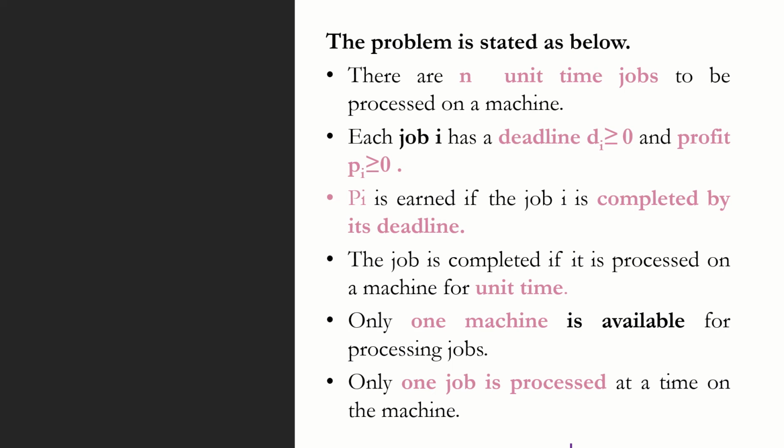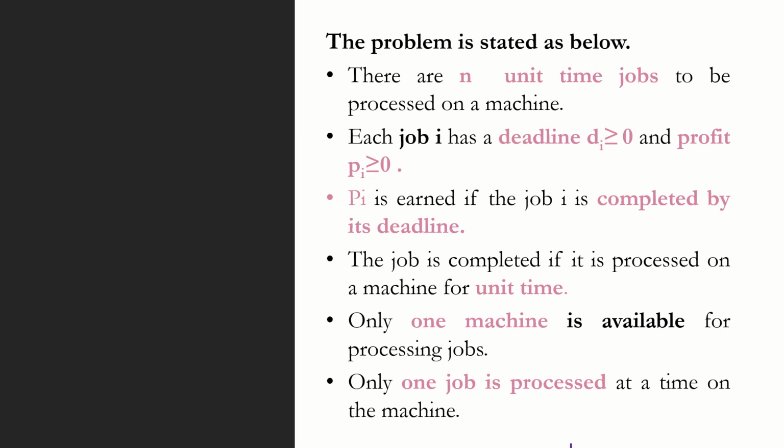Okay, so we have n jobs. Each job has been given a deadline, each job has been given a profit. We have only one machine. The machine can handle only one process or one task at a time. Here we are considering all the jobs as unit time jobs. That means it will take only 1 unit of time to complete. And you will get a profit pi if the ith job from the list is selected and completed by its deadline.